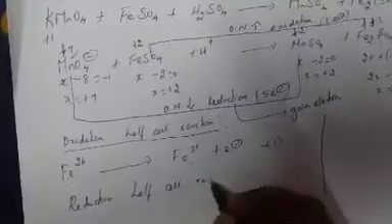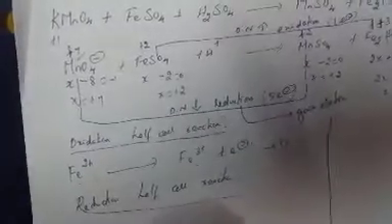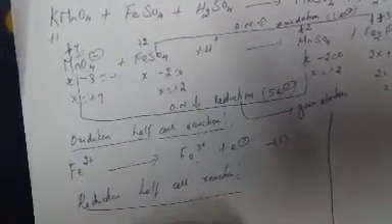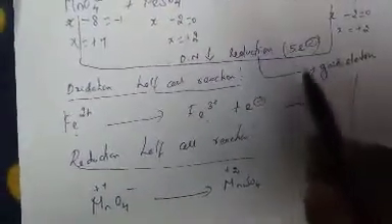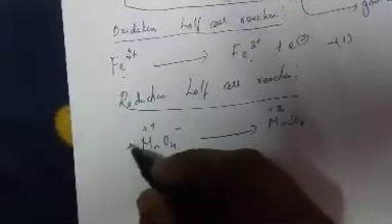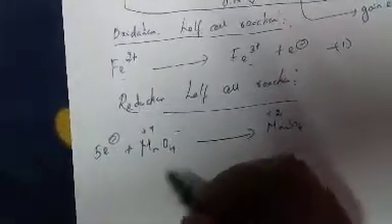The reduction half cell reaction. In the reduction half cell reaction, we have to find which one? MnO4-, which has plus 7, is converted to MnSO4, which has plus 2. This is the reduction half cell reaction. How many electrons does it lose? Sorry, reduction means gain of electrons. How many electrons does it gain? 5 electrons. This gain of electrons you have to write here. 5 electrons it gains.